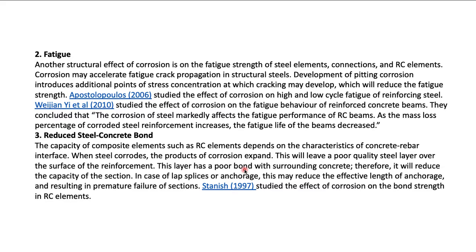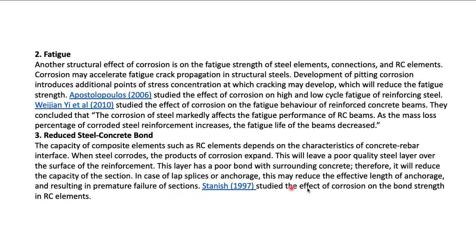We can say that simply concrete. Therefore, it reduces a section. In the case of lap spacing or anchorage, they reduce the effective length of anchorage. Simply, we can say hooks: 180 degrees, 45 degrees, 135 degrees, 90 degrees. We have hooks in that it may reduce the effective length, so that and the premature failures of sections.